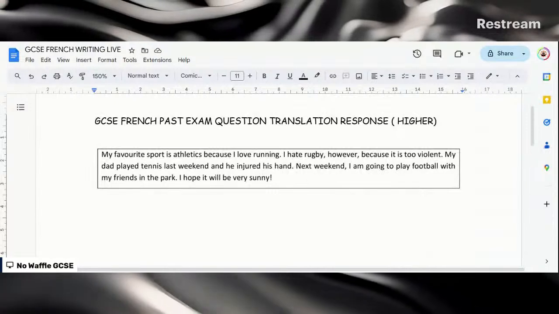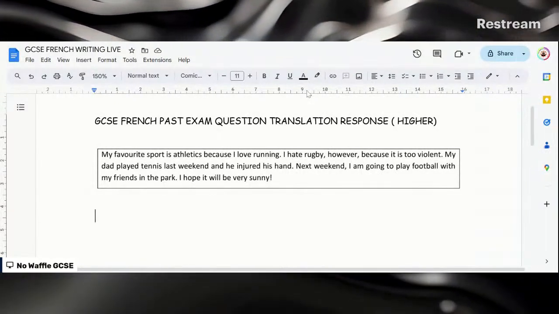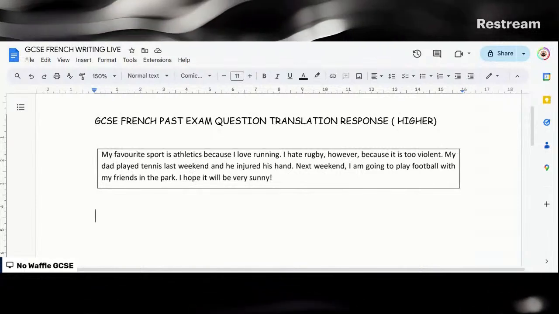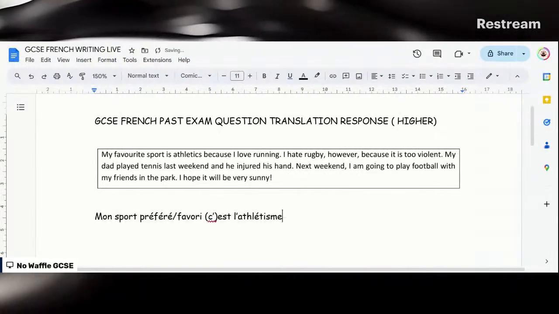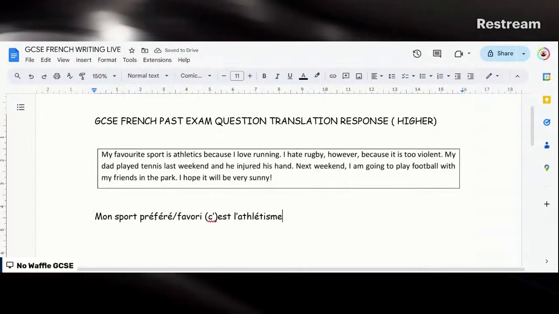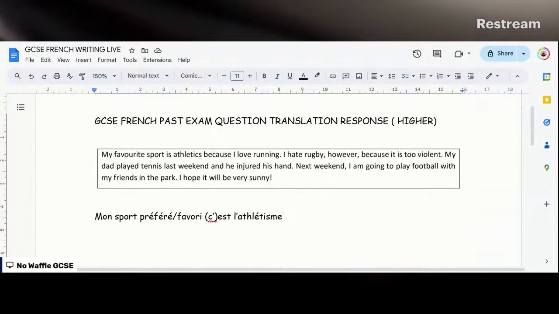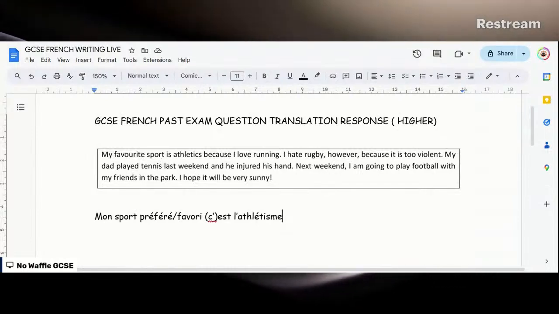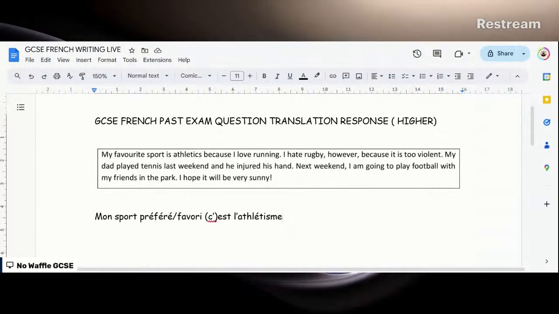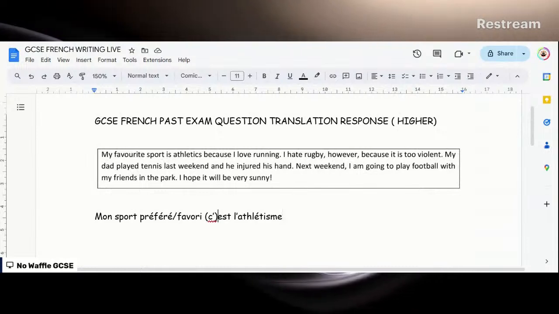So, the first bit is my favorite sport is athletics because I love running. So, it will be ma sport préféré. Or favori, whichever one you use. Notice that the accents on the E are all facing the same direction. It's important to remember that. C'est l'athlétisme. They allow c'est, but effectively it should just be est, because not it is, it is.